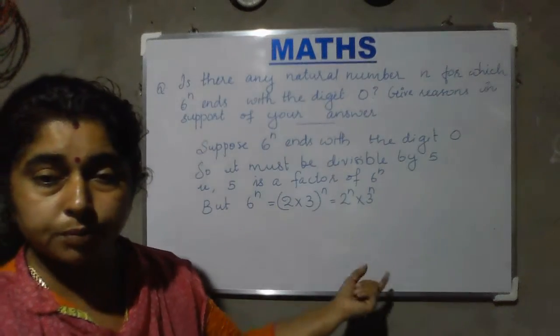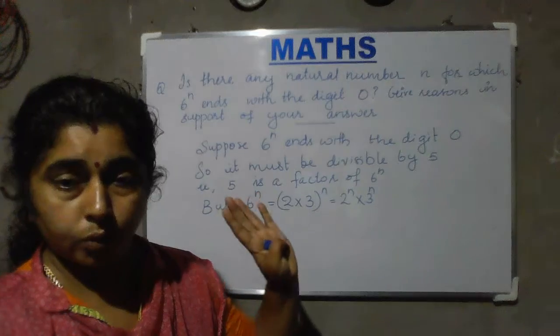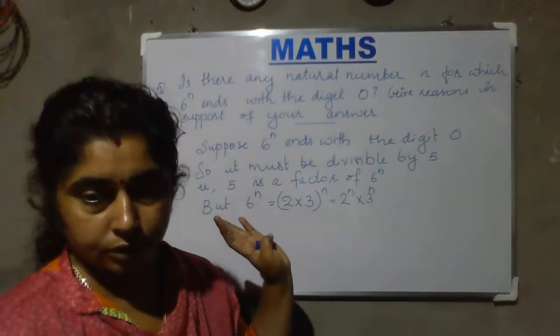Then by the uniqueness property of the fundamental theorem, we can say that 2 and 3 are the only prime factors of 6 raised to n.